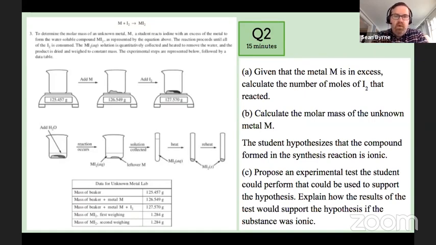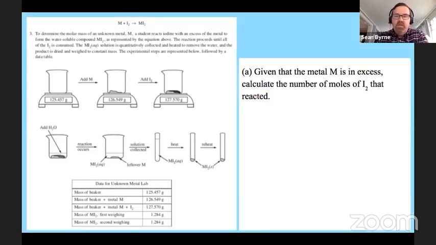Okay, so I'm assuming that you have already paused the video and you have a solution to this problem sitting in front of you that should have 3 different answers to it. The first question asks us, given that the metal M is in excess, to calculate the number of moles of iodine that has reacted. So as I was looking for a solution to this problem, there's a couple of key pieces of information that I am going to want to zoom in on, okay?